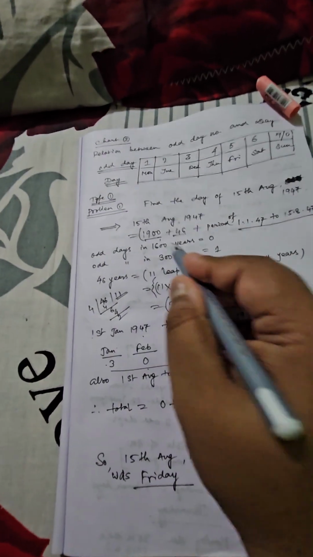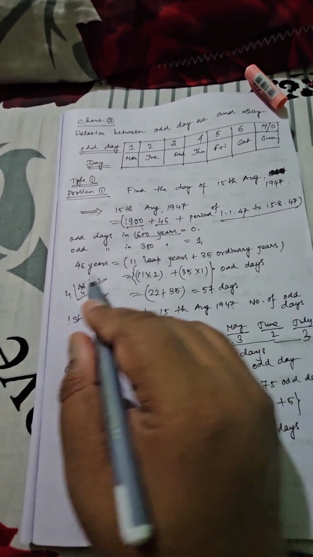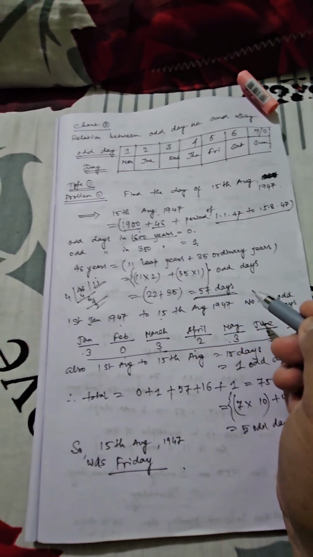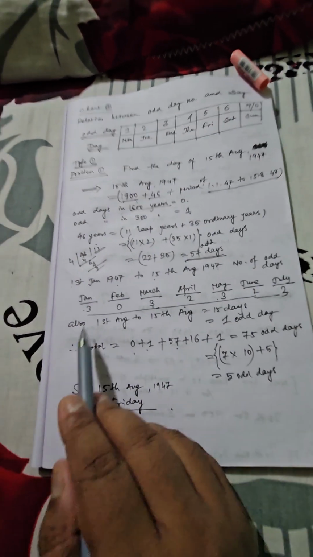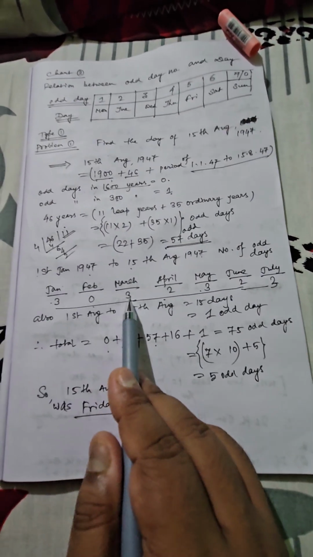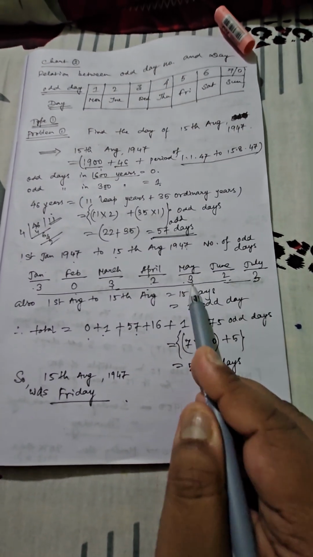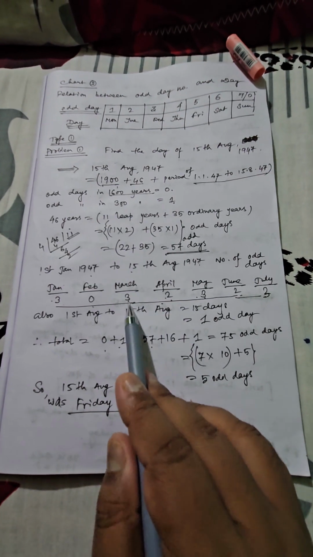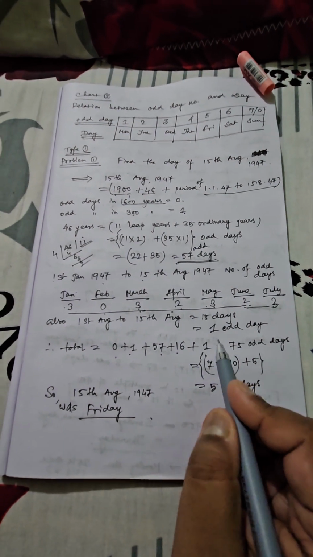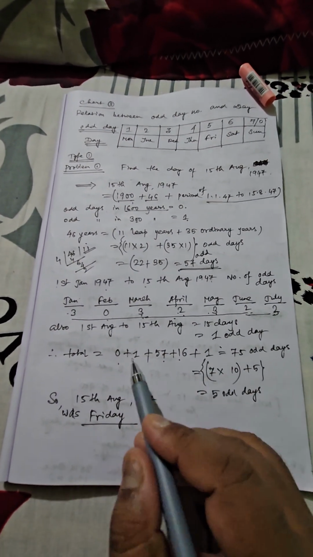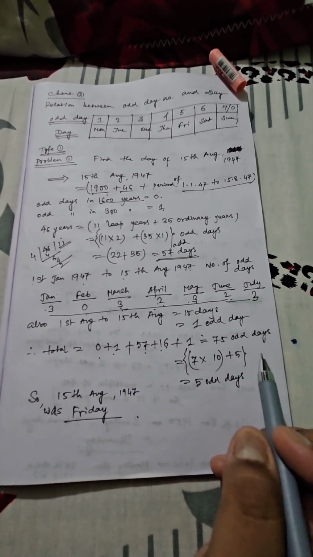Only 1 odd day, because 15 divided by 7 will give you only 1 as remainder. So now in 1600 years the number of odd days will be 0, in 300 years it will be 1, in 46 years it will be 57. So 0 plus 1 plus 57. Then January 3, March 3, April 2, May 3, June 2, July 3. That means 3 plus 2 is 5, 5 plus 3 is 8, 8 plus 2 is 10, 10 plus 3 is 13, plus 0 is 13, plus 3 is 16. So plus 16 and plus 1 odd day. Just simply calculate all this. So 57 plus 1 is 58, plus 1 is 59, plus 16 is 75 odd days.